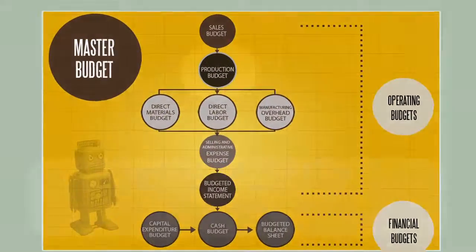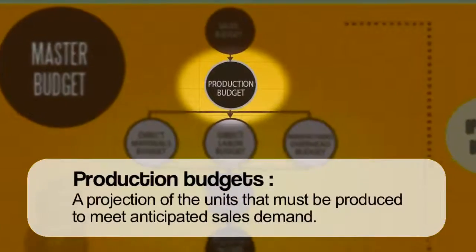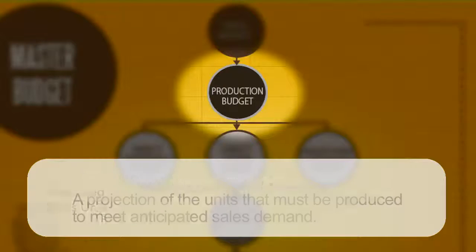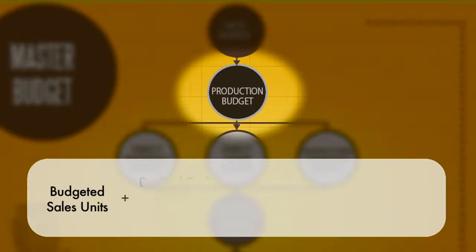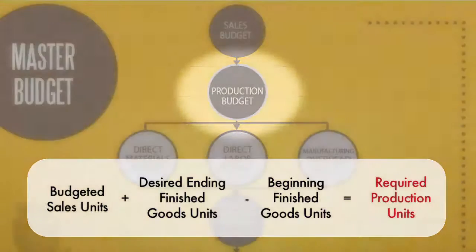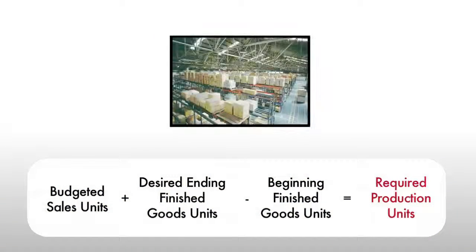The production budget shows the number of units to produce to meet anticipated sales demand. Its requirements are determined by the following formula: budgeted sales units plus desired ending finished goods units minus beginning finished goods units equals required production units. Now, why is that important? Well, a realistic estimate of ending inventory is essential in scheduling production requirements.